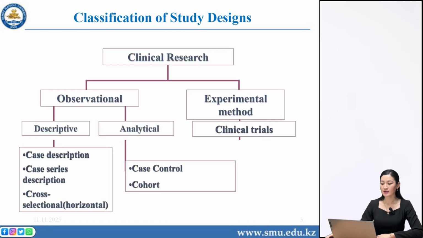Study designs can be divided by different criteria. One type is descriptive studies, where we simply describe what we observe. Another type is analytical studies, where we compare and look for relationships between factors. There are also experimental studies, where researchers actively apply an intervention to study its effect.